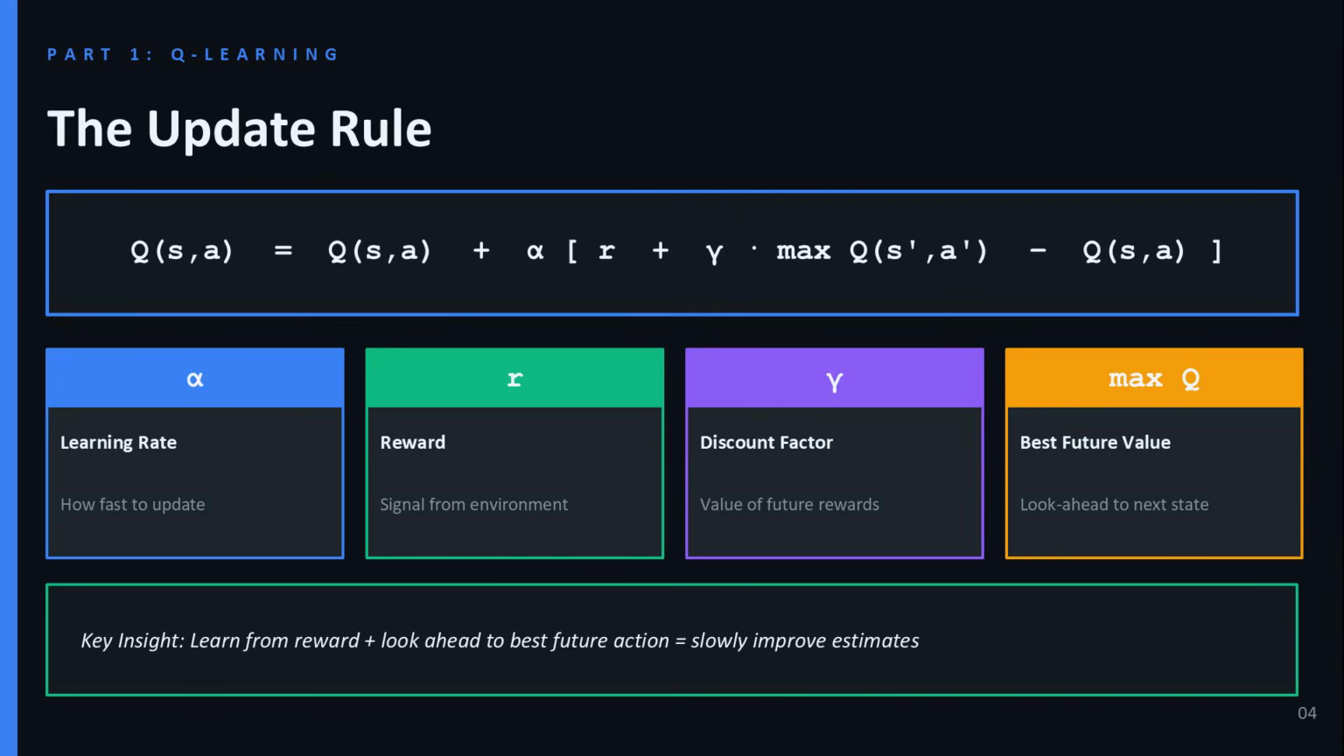This is the update rule. Don't worry about the formula. Here is the idea. Alpha is the learning rate, how fast we update. R is the reward, what we just received. Gamma is the discount, the importance of future rewards. Max Q is the best possible future value. So basically, learn from current reward plus best future outcome.